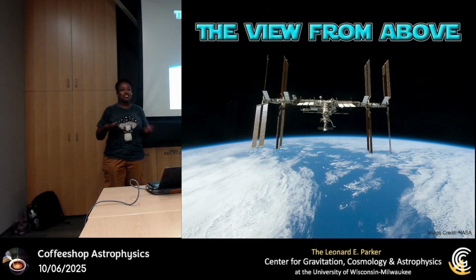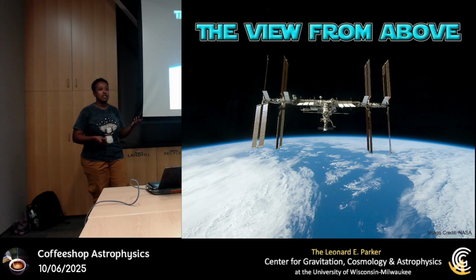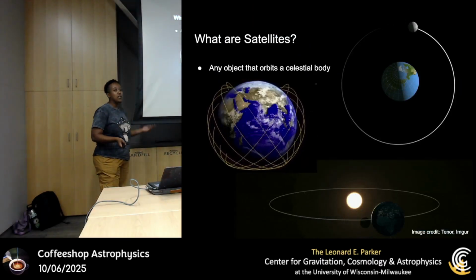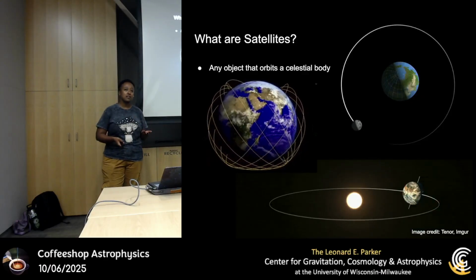All right, so today's talk is called The View from Above. And we're going to be telling you guys all about satellites and the way satellites can be used to study Earth from above. So to start off with, let's have a brief discussion on what satellites are. They are any object that orbits a celestial body.